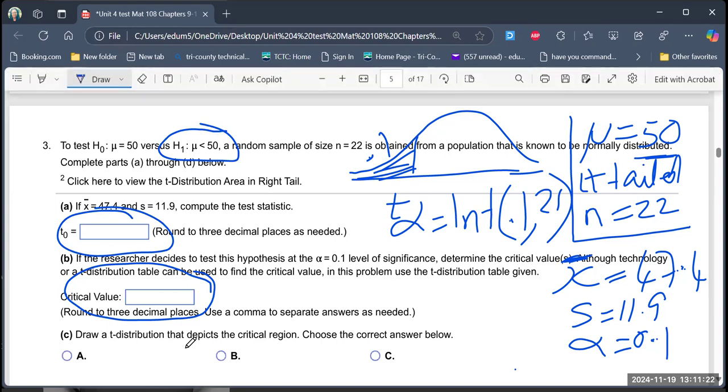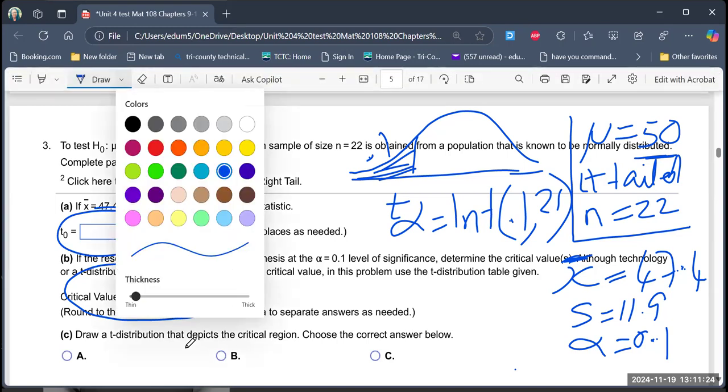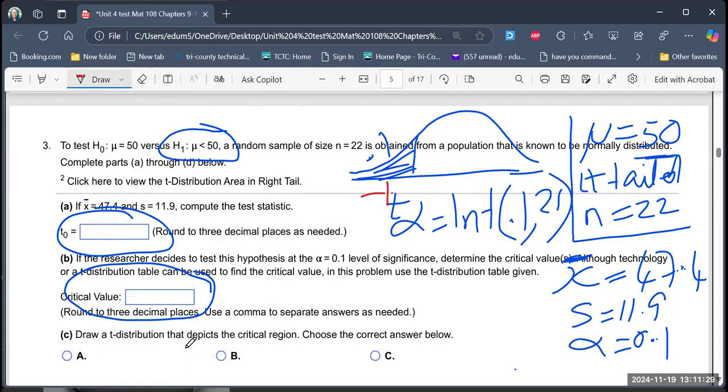Let me actually write it with another color. Negative 1.32. I just want to remind you that this line, negative 1.32, is the boundary line between the acceptance region and the rejection region. The rejection region is the shaded region. The acceptance region is the clear region. That is the boundary line.